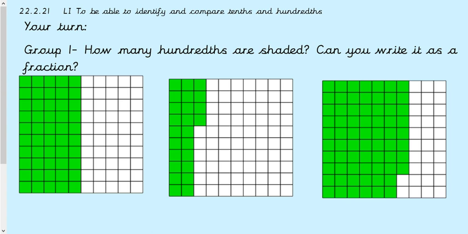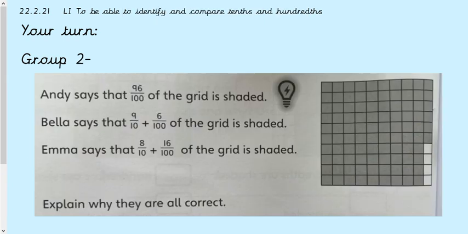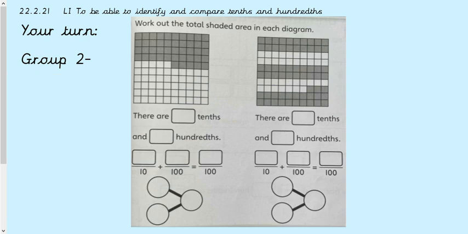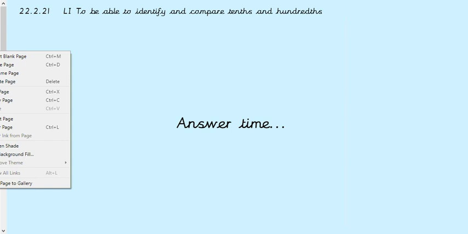And then this is the second part for group 1, and then some questions for group 1 as well. Now this is on the PDF on the website if you did want to print this out. This is group 2's question, and the second question. And then there is a challenge. So once you've had a go at some of those questions, come back and we shall go through the answers.